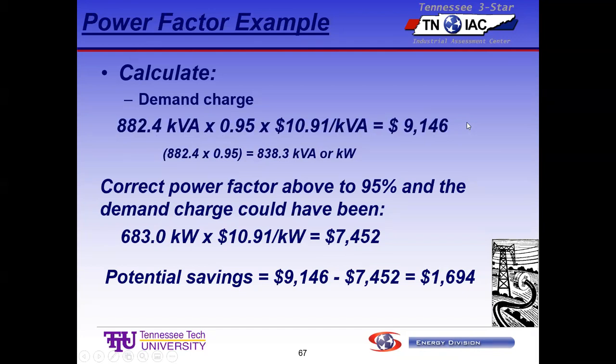Well, what could it have been? Let's say you ran at 0.96. You can't get out of 683, even if you run at a perfect one. You're going to pay for 683. But if your power factor is below 0.95, you're going to pay more somehow. So how low could your demand charge have been? Well, 683 times the rate is $7,452. The difference in these two numbers is your penalty. You're paying an extra almost $1,700 this month in demand charge because your power factor was low. And that's how they're going to ding you.